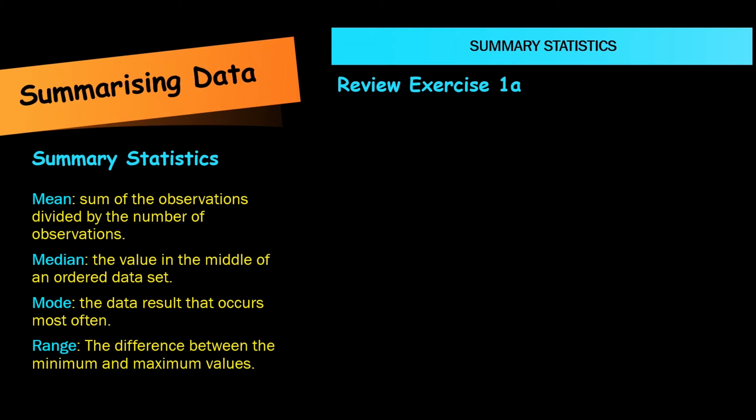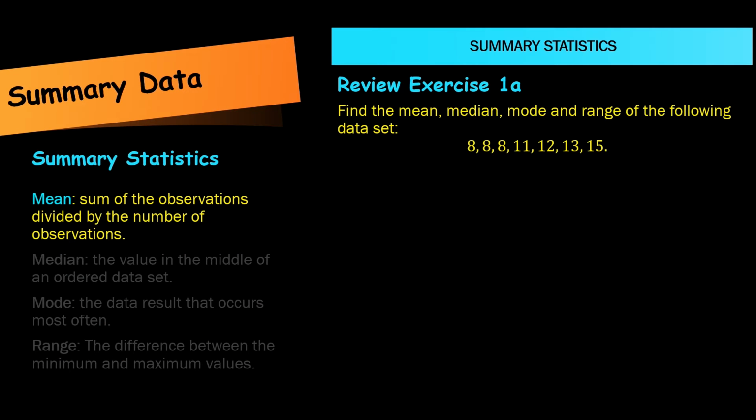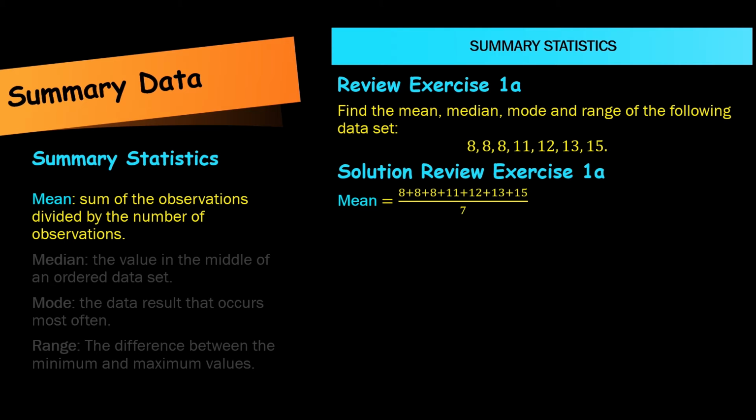Let's now take a look at review exercise 1A. We are required to find the mean, median, mode, and range of the following data set, given on your screen. So let's solve this. The mean is equal to the sum of all of these values divided by the number of data items in the set, which in this case is equal to 7. And therefore the mean, once calculated, is equal to 10.71.